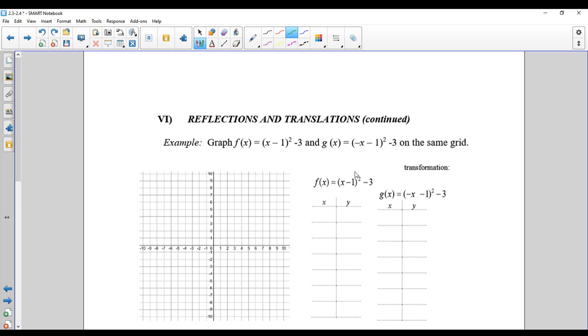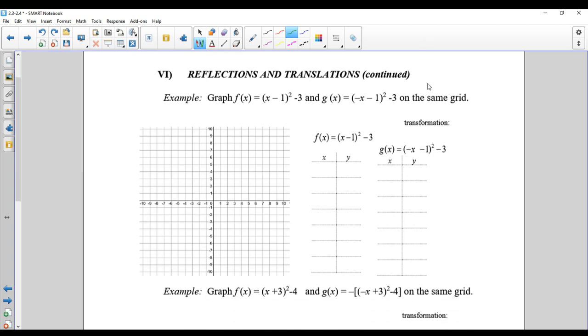Good. All right. Well, first of all, before we put our table together, there's a very easy way for us to draw this. And since we're coming up to the end of the class, let's see if we can draw this the easy way. This is what we call vertex form. Where's the vertex of this equation? Yes, 1 comma negative 3.